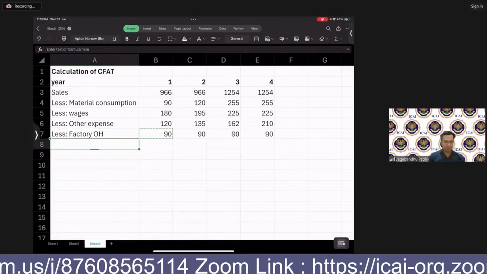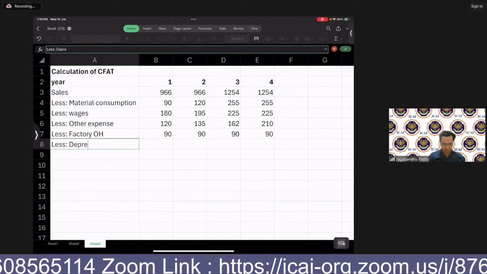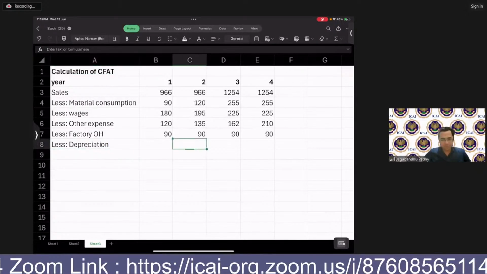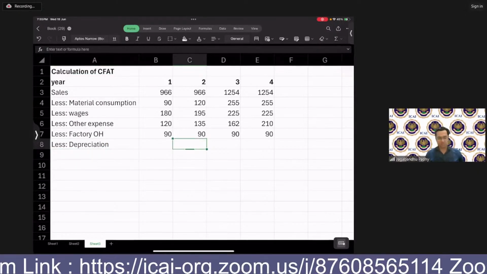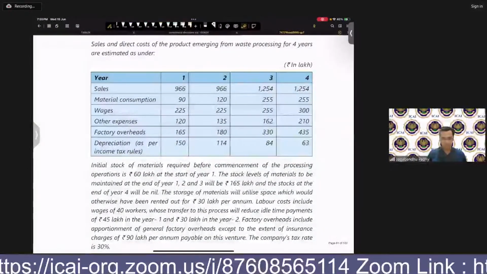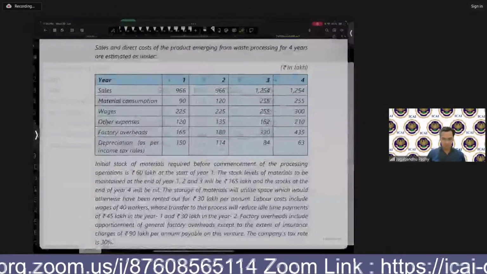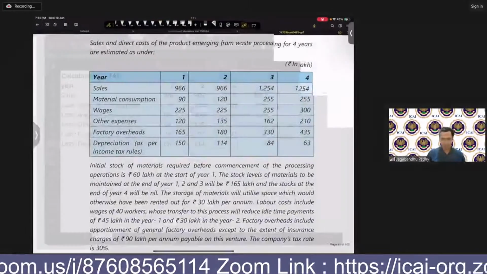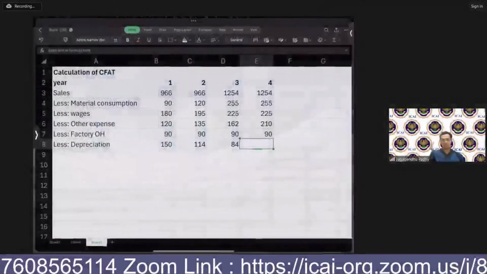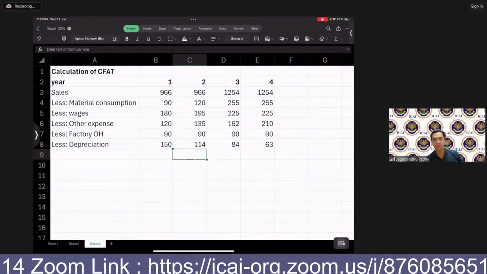So factory overheads, again, we need to reduce the depreciation. So depreciation is what as per income tax rule that's already given to us. 150, 114, 84 and 63. So you are subtracting the expenses from all the sales value. That's what we have done.